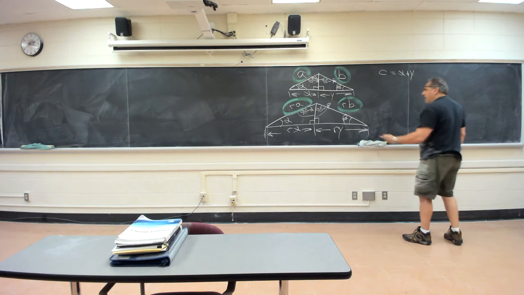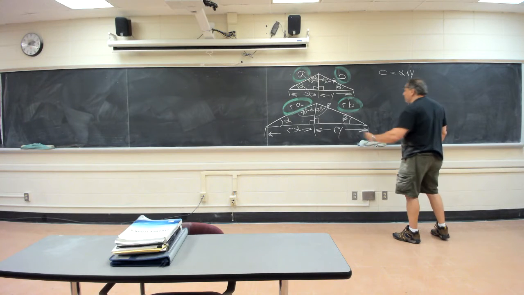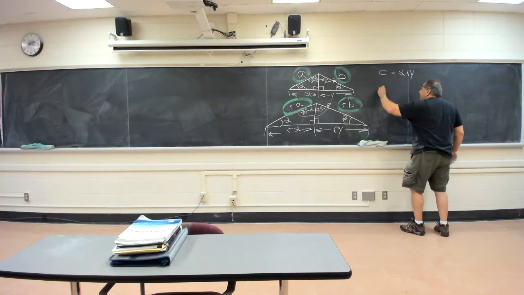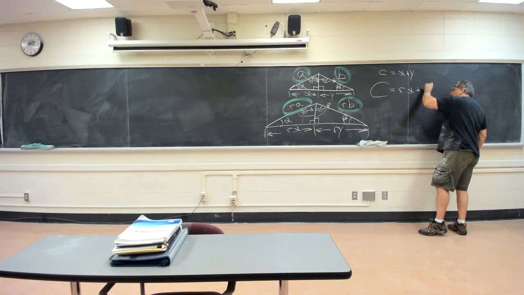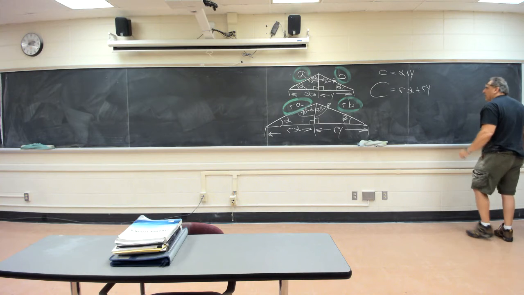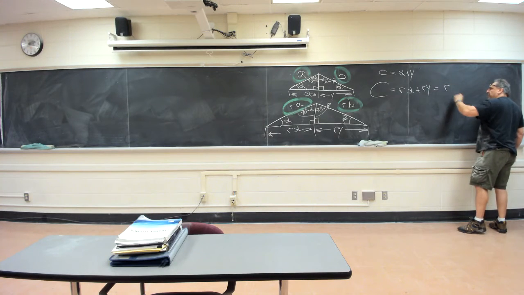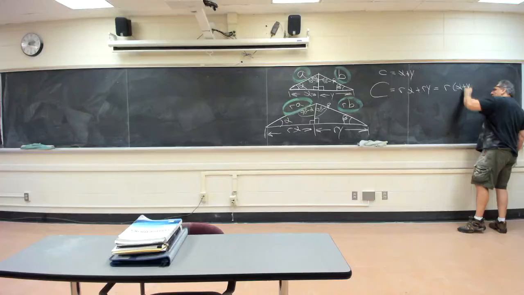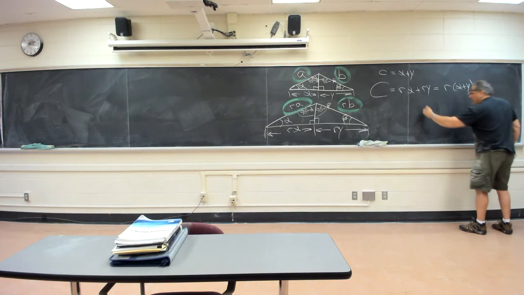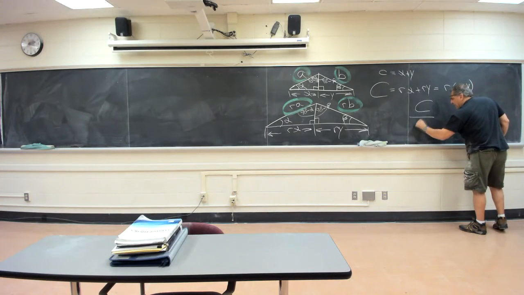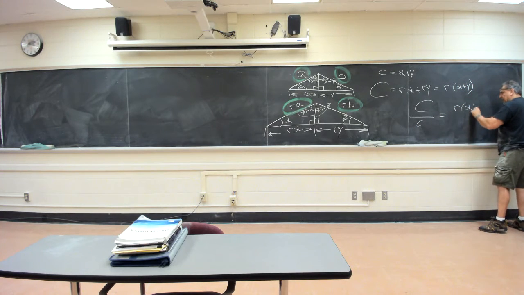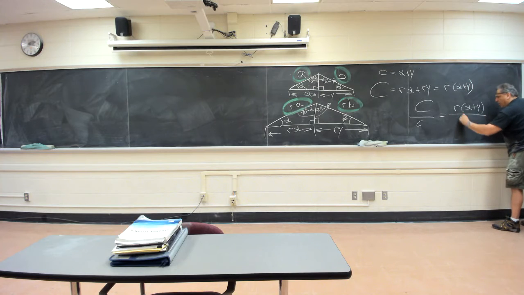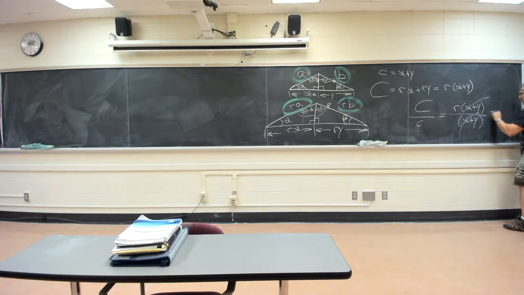I'll call that guy, what do you want to call this one? I guess we can call it big C. We'll say big C was Rx plus Ry, which is equal to, pull an R out of there, R times the quantity X plus Y. Wait a minute. Big C over small c is R times the quantity X plus Y over the quantity X plus Y.